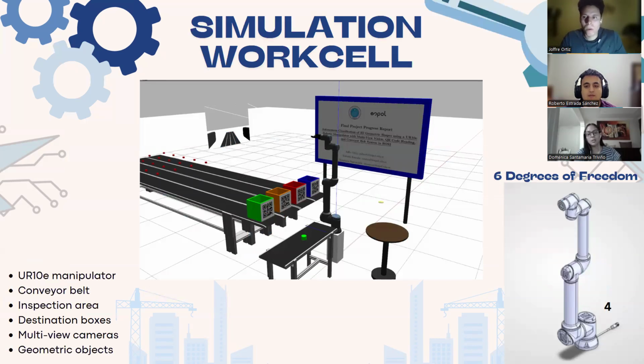In the simulation work cell, we can see here the environment where we work. We took this robot from GitHub and it's a 6 degree of freedom. Also, we took the conveyor belts from GitHub and modified them as we wanted. You can also see here the inspection area, destination boxes, multi-view cameras, and the geometric objects.